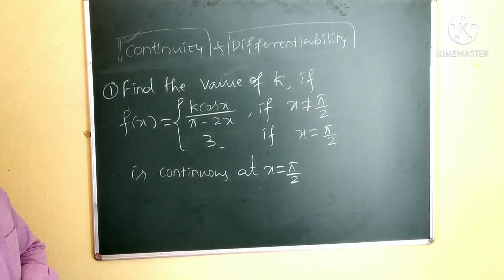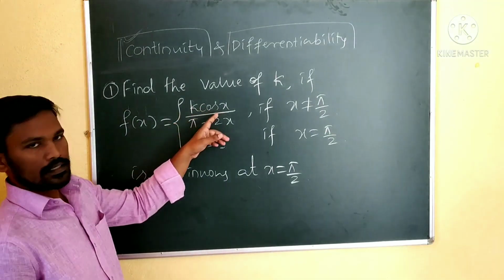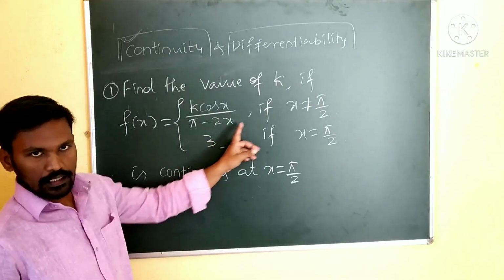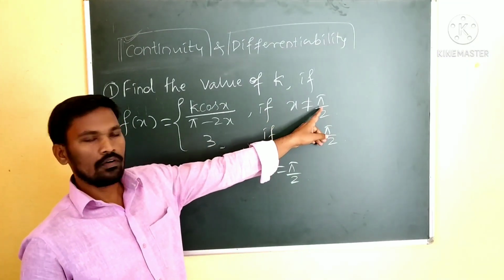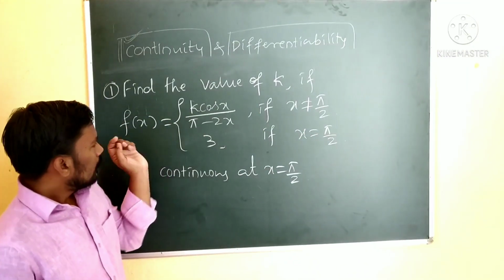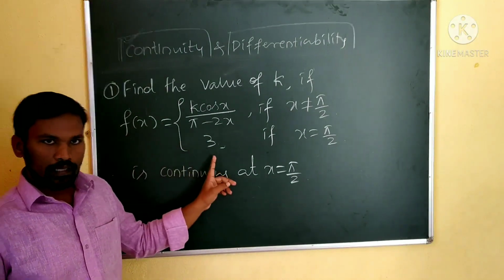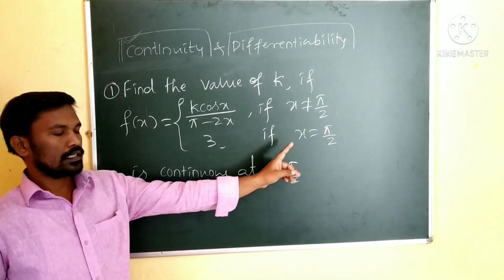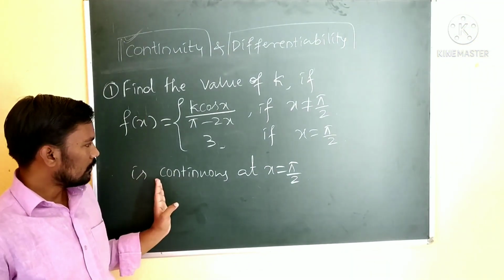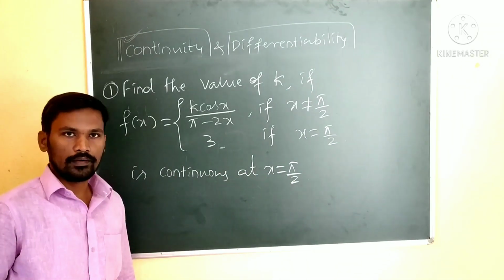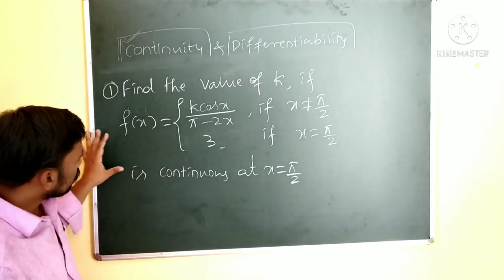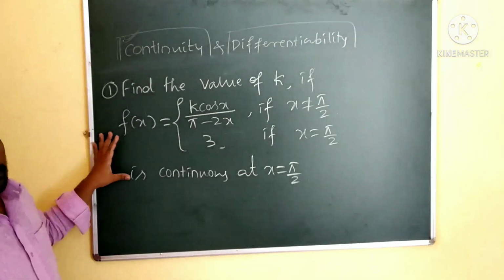Find the value of k if f of x is equal to k cos x divided by pi minus 2x if x is not equal to pi by 2, and f of x is equal to 3 if x is equal to pi by 2, is continuous at x is equal to pi by 2. So this is the question, and a very important question.